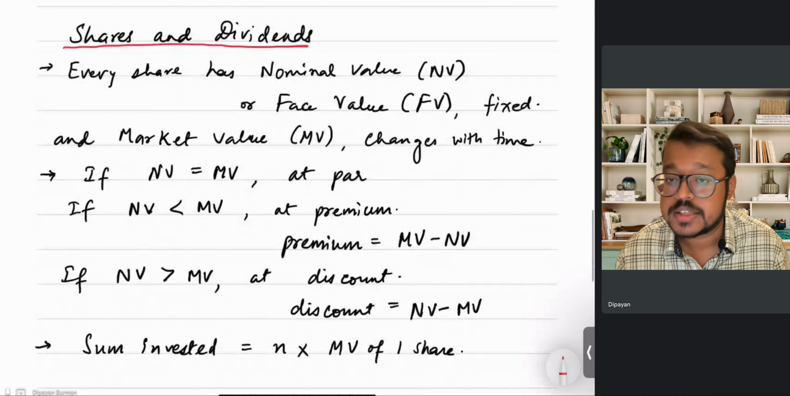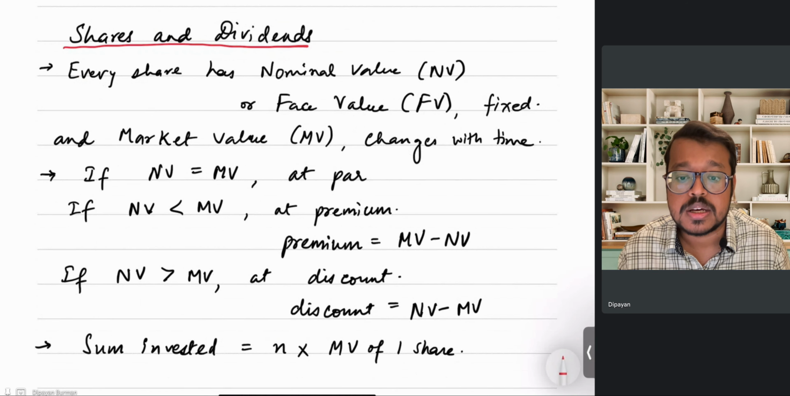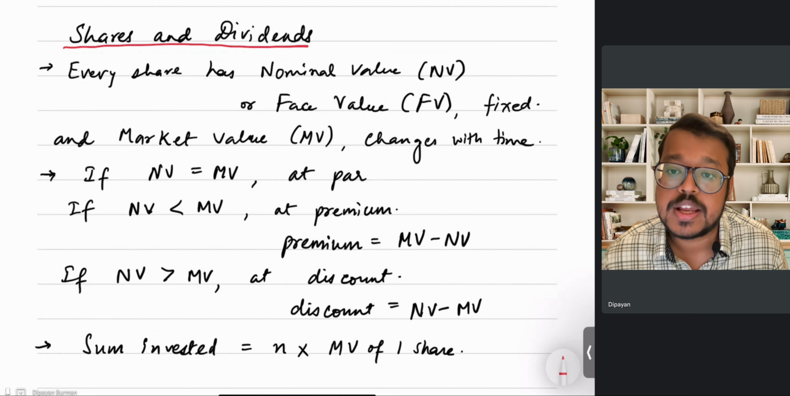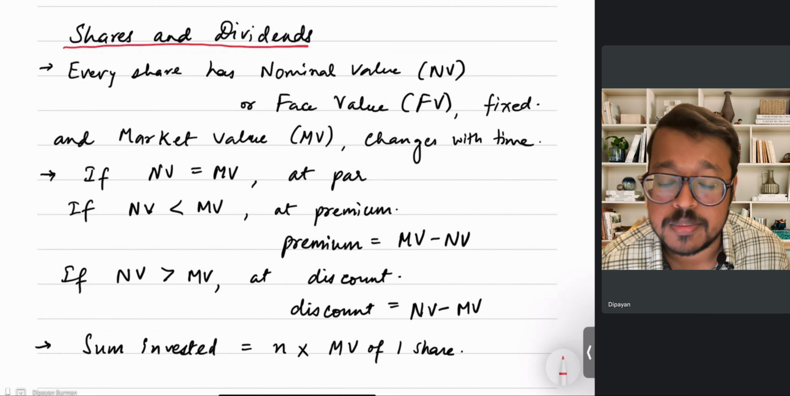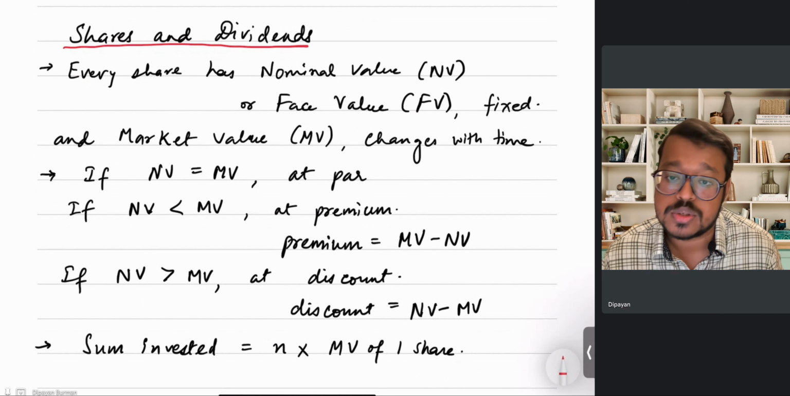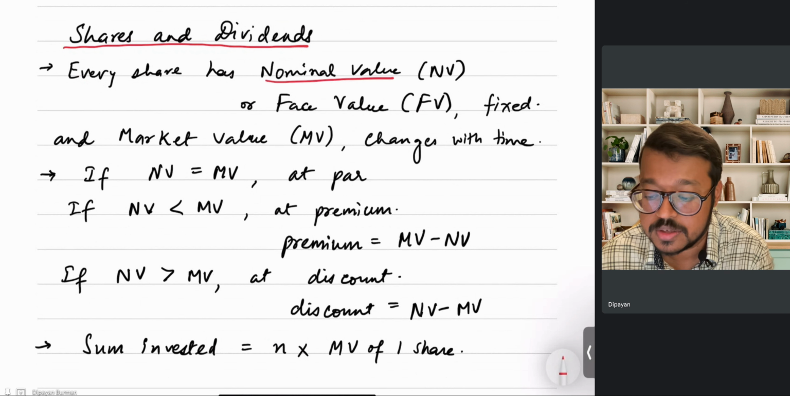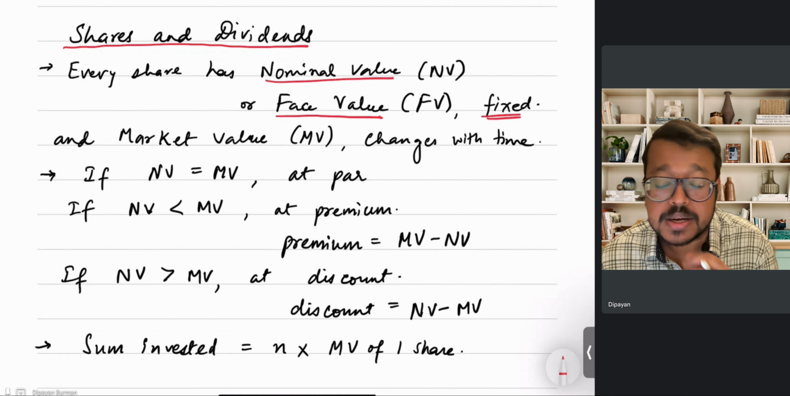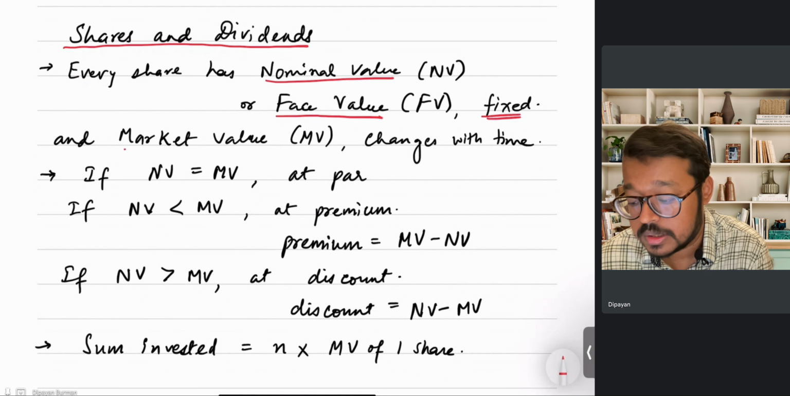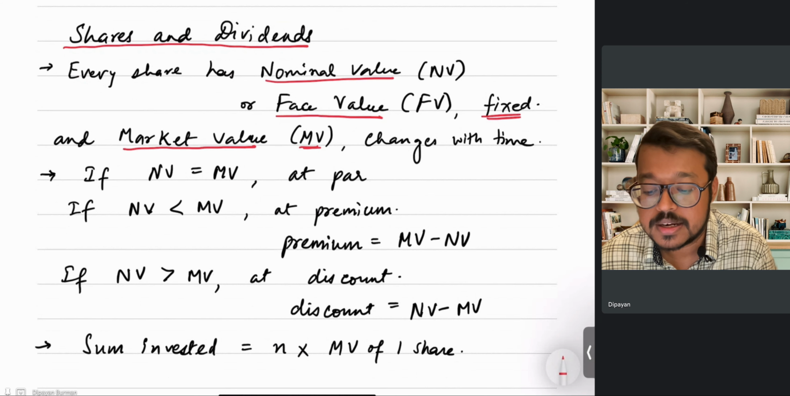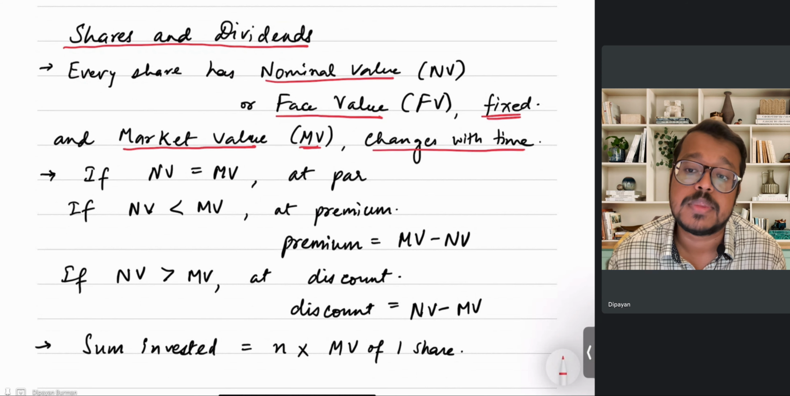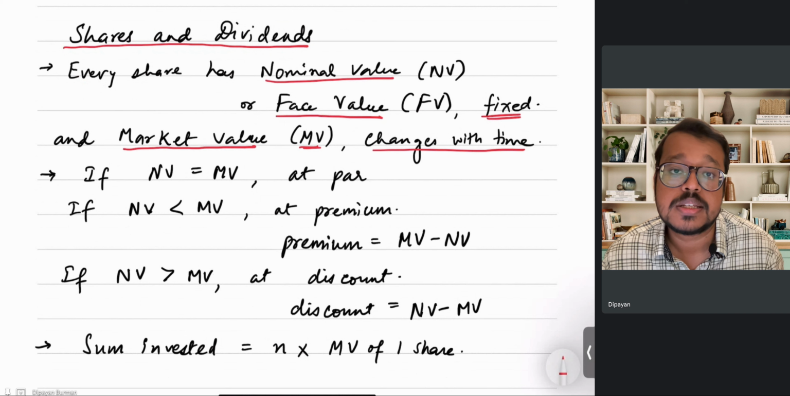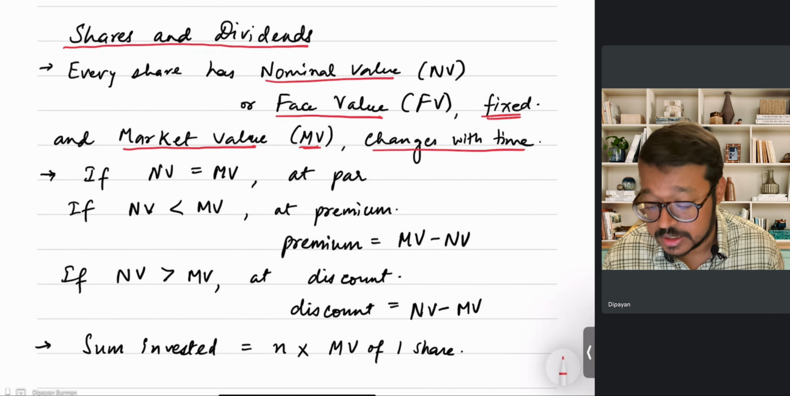Then the next topic is shares and dividends. So some of the concepts are written here. For every share, the company will have two types of values. One is called the nominal value or the face value, and that is fixed. But there is another type of value which is called the market value, and that can change over time. The market value can increase and decrease depending on many different things.